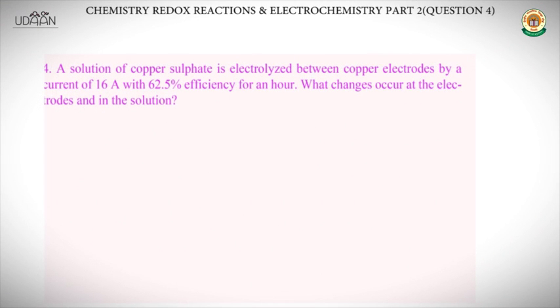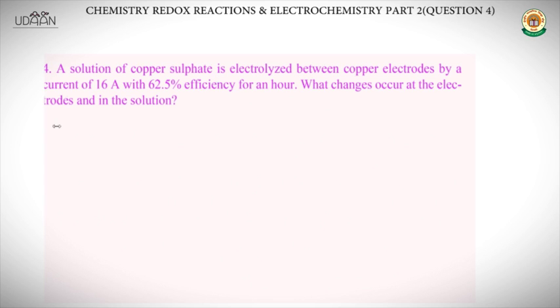Alright, so in this question, we will use the equation that we had studied earlier in theory, which combines the concepts of the two laws of Faraday, and use the concept of efficiency that you should know, to find out the answers that are required. The question given here is that a solution of copper sulfate is electrolyzed between copper electrodes by a current of 16 ampere with 62.5% efficiency for an hour. Now we have to find out what changes occur at the electrodes and in the solution. So Tushar, please take us through this question.